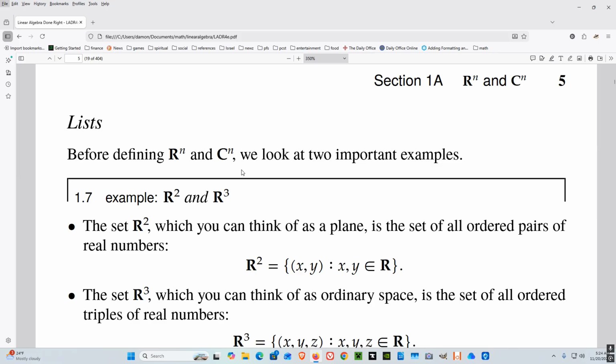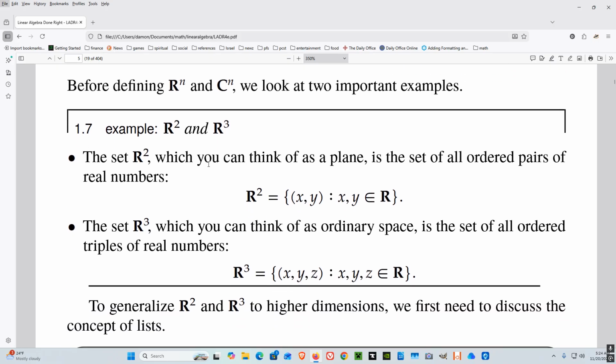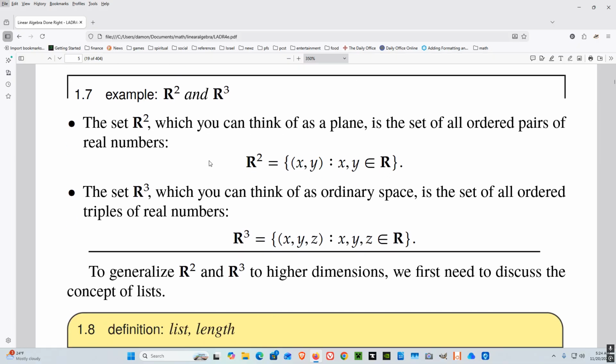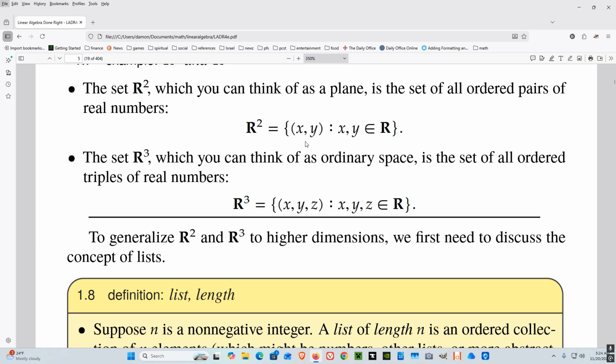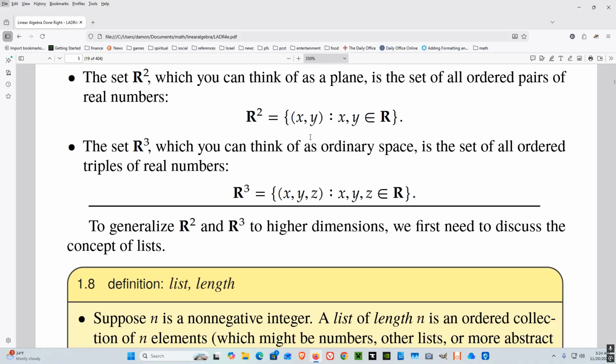Lists. Before defining R^n and C^n, we look at two important examples, R^2 and R^3. The set R^2, which you can think of as a plane, is the set of all ordered pairs of real numbers. R^2 is the set of all ordered pairs (x, y) such that x and y are elements of the real numbers. In other words, your x and y coordinates come from the real numbers.